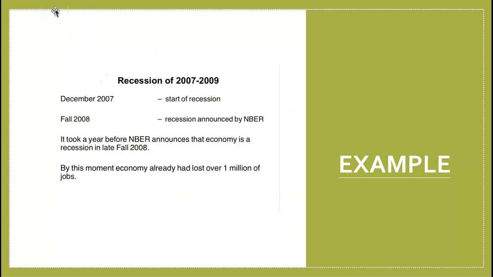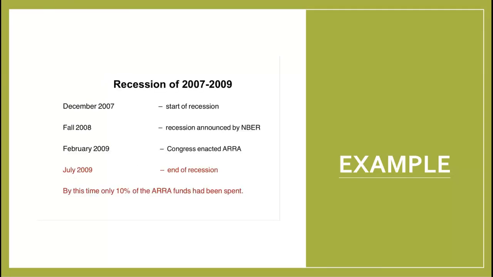In this example of the recession of 2007 through 2009, the start of the recession was actually December 2007, but in the fall of 2008 is when the NBER announced that the economy was in a recession. By this moment, the economy had already lost over $100 million of jobs. To continue, in February 2009, Congress enacted the ARRA, and by July 2009, which was the end of the recession, only 10% of the ARRA funds had been spent.